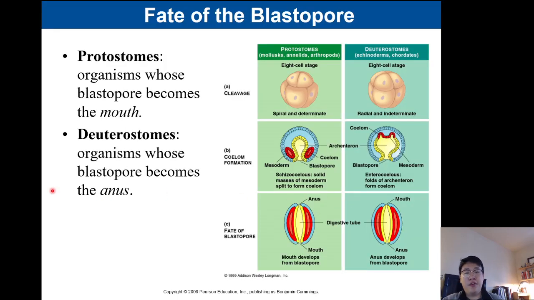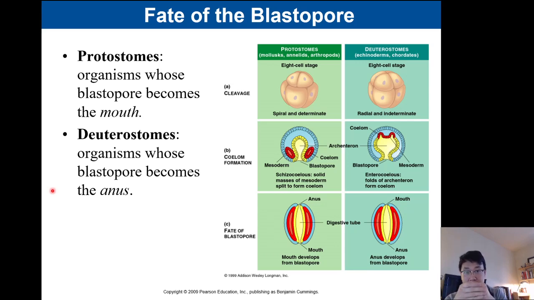Now, the fate of a blastopore. Again, the blastopore is the butt end. So you're going to have the protostome, which is an organism whose blastopore becomes the mouth, or you can have a deuterostome, where the organism's blastopore becomes the anus. So it depends on the organism itself. Don't ask me why, I don't know. So just know that there's two fates that could happen.